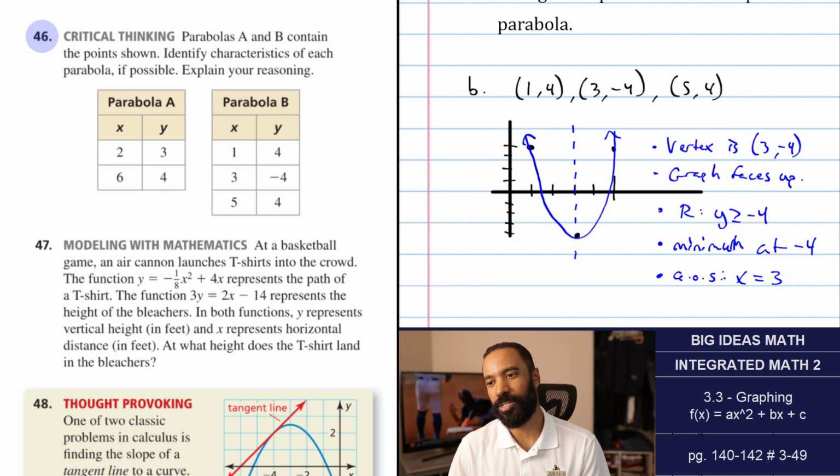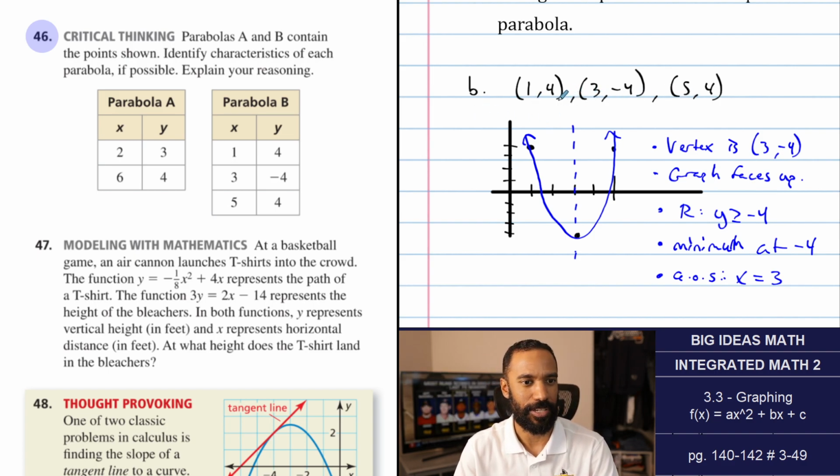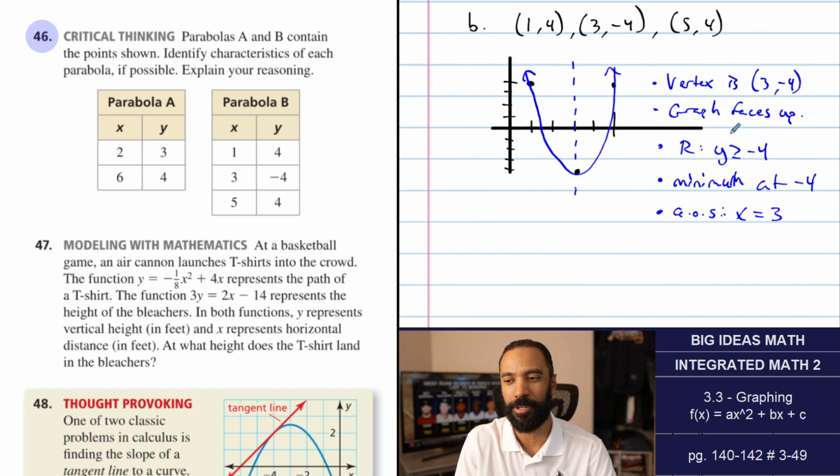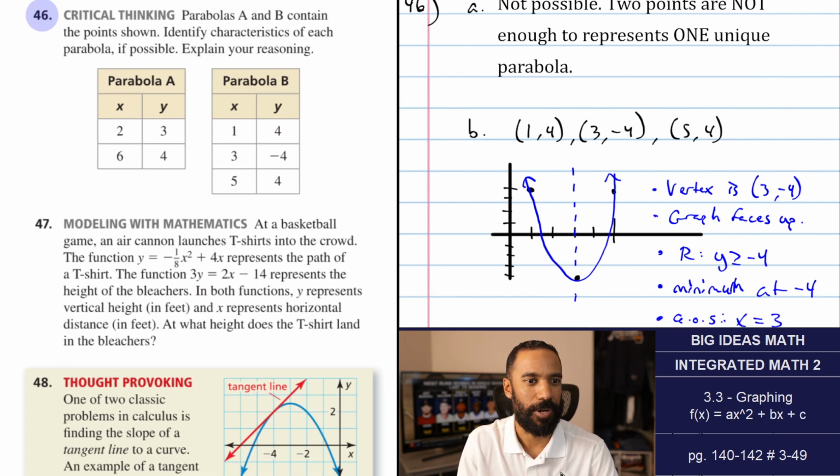If you made an equation, you would have to do a system of 3 equations to get that. I don't think they're asking us to come up with the equation. They said characteristics. So I'm going to kind of cut it off there. But it's going to be some 2x squared mumbo jumbo. Okay, that's number 46. Let's go to number 47.